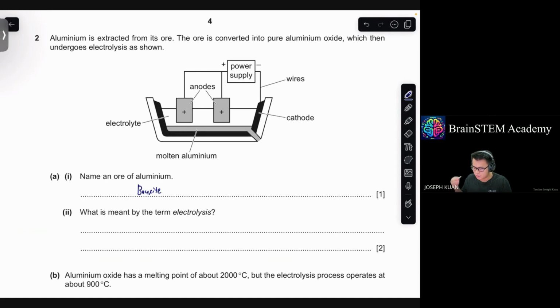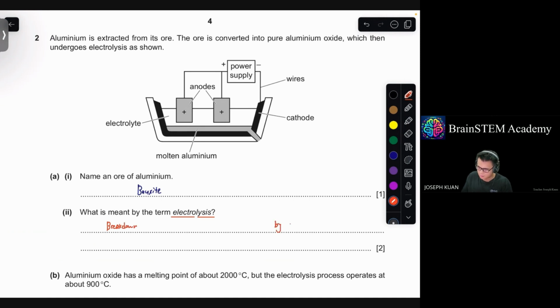2. What is meant by the term electrolysis? You have to define it based on the word electro and lysis. Okay, lysis means breakdown. Electro means by the passage of electricity. So you have to also mention, this is only the first part, but then the second part is what is actually broken down in this process. It is an ionic compound in molten state or in aqueous solution form.